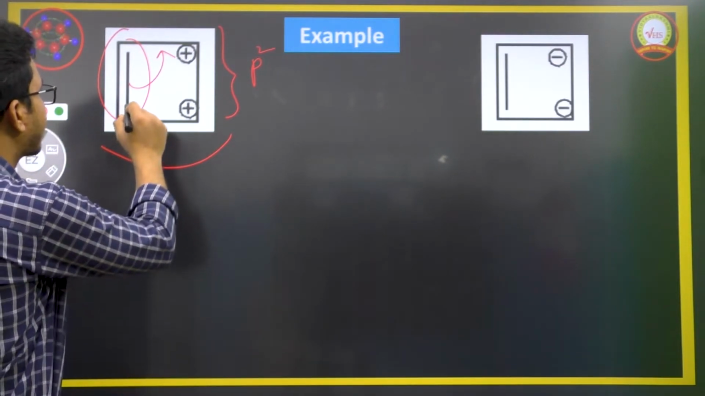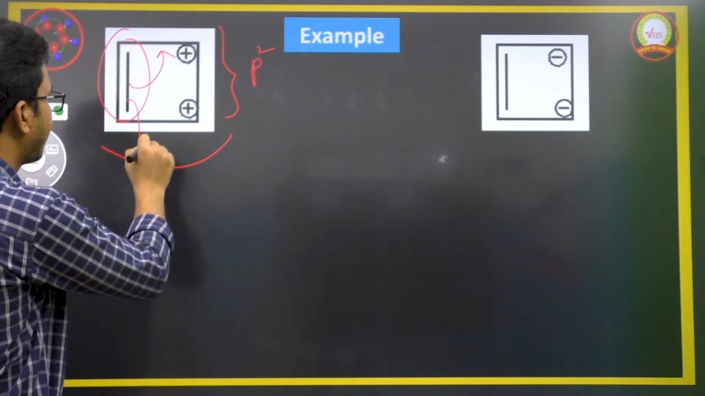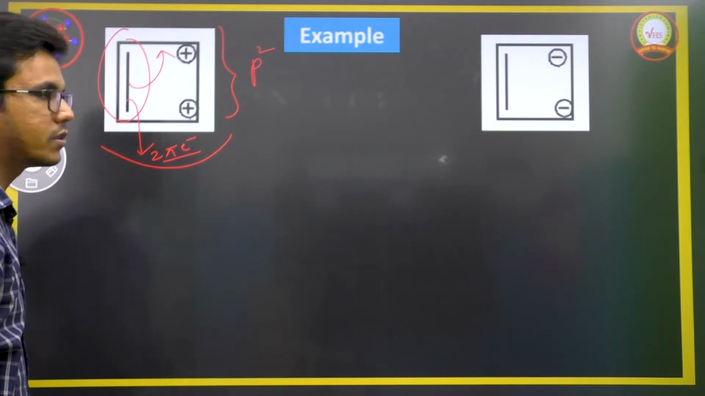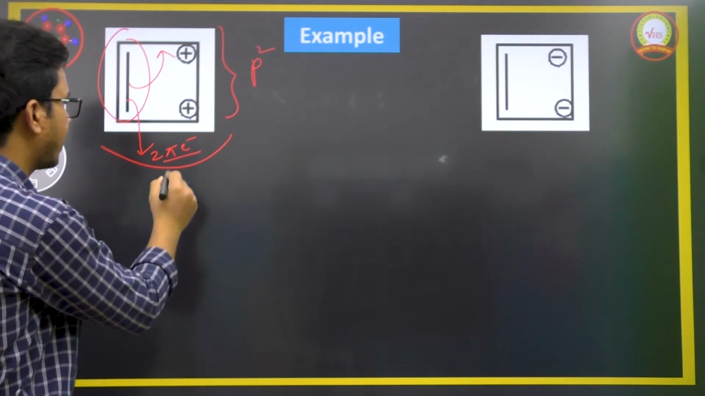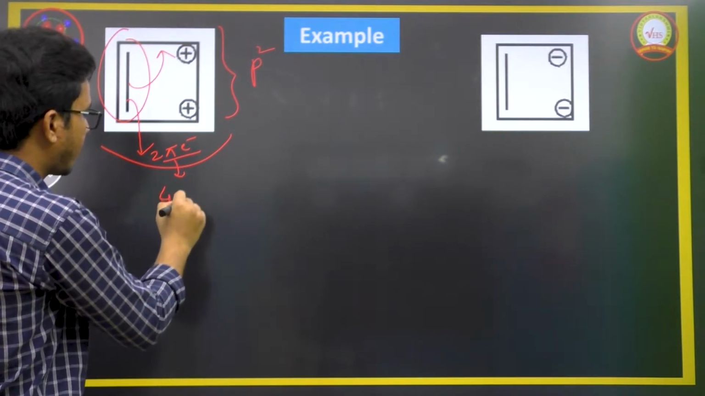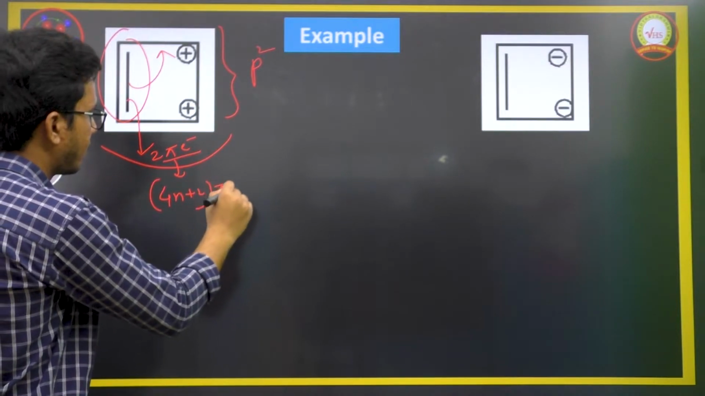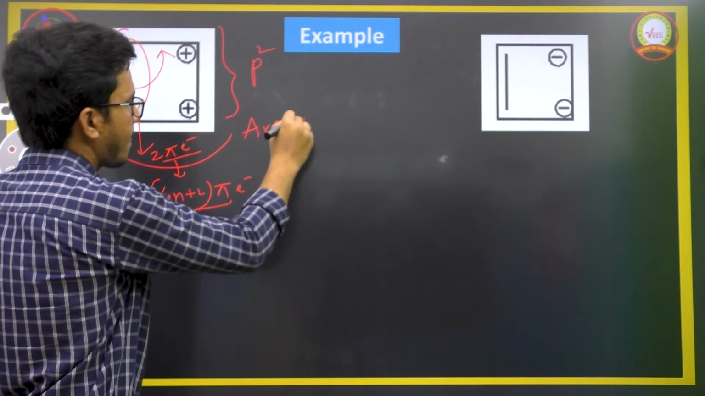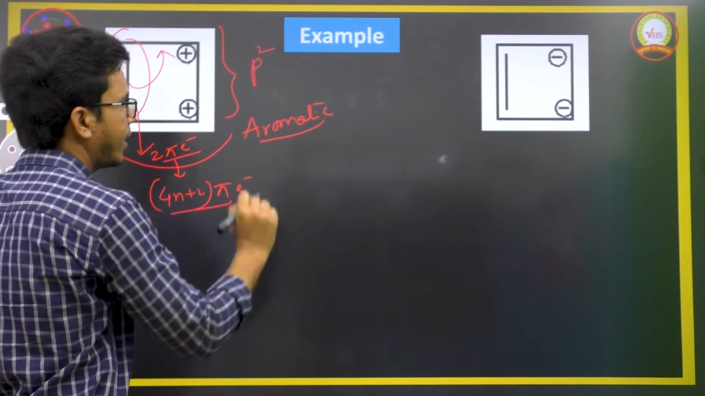Okay. And the number of pi electrons in this one: only one pi bond is there, right? Only one bond means only 2 pi electrons. Which formula is it satisfying? It is satisfying the 4n plus 2 pi electron system. That's why this compound is an aromatic compound.